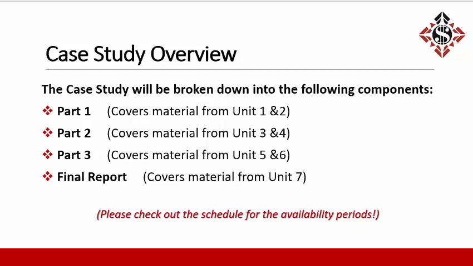Part 2 is where you will apply what you've learned in Units 3 and 4 in addition to Units 1 and 2. Part 3 is where you will apply what you've learned in Units 5 and 6 in addition to the previous units. And the final part is where you will apply what you've learned in Unit 7 in addition to all the units covered throughout the semester. For more information on availability periods, please check the schedule.